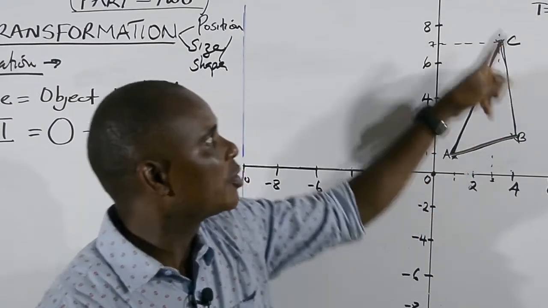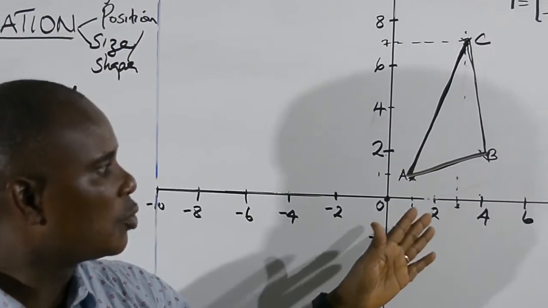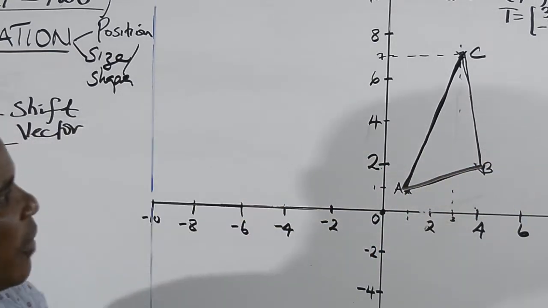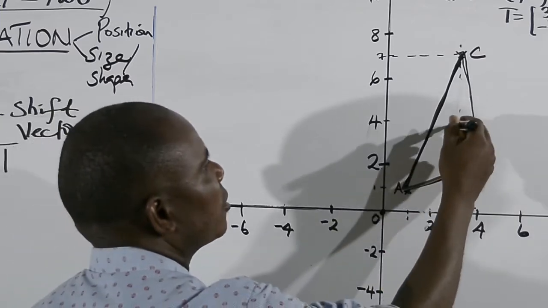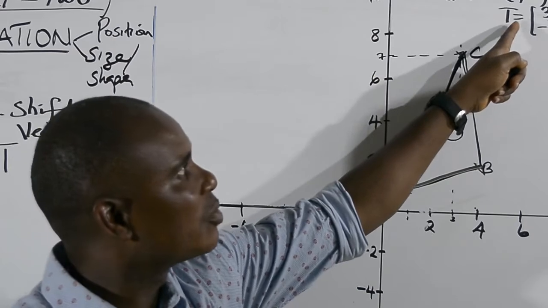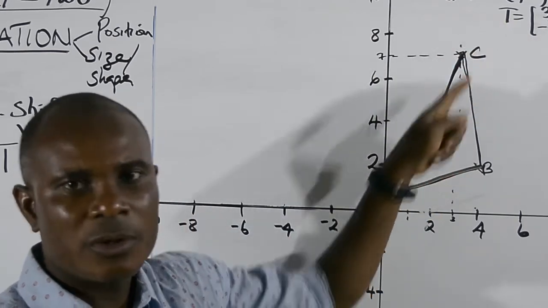I've drawn the triangle. Let's say you are given the scale here, 2 centimeters to 2 units on both axes. This is 2, 4, 6, 8, and 2, 4, 6, 8. So you have drawn your axes and you have drawn the object. The object triangle is ABC. Now you are expected to push this object with this vector, the shift vector or the translation vector.